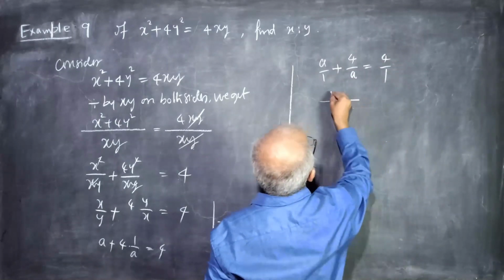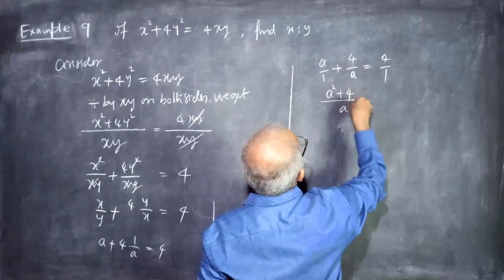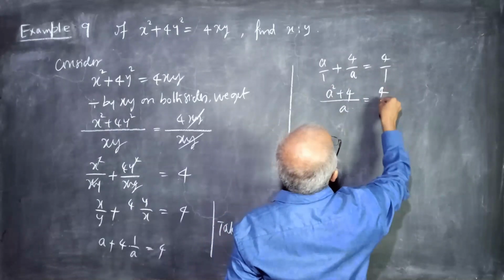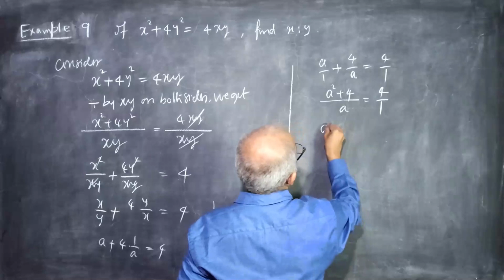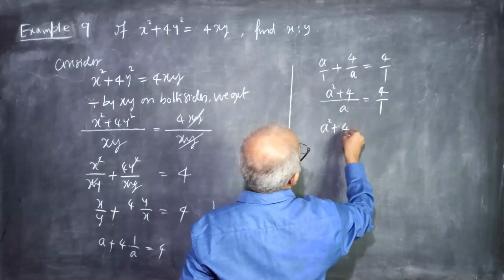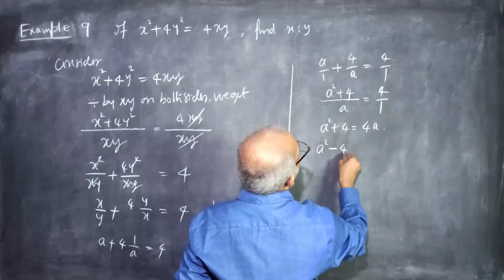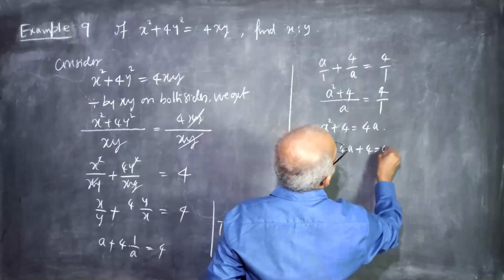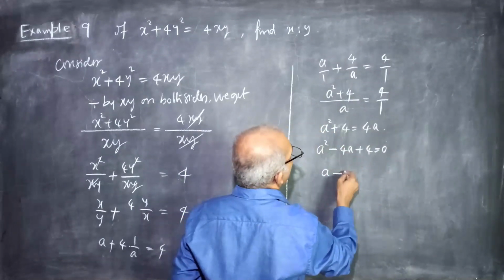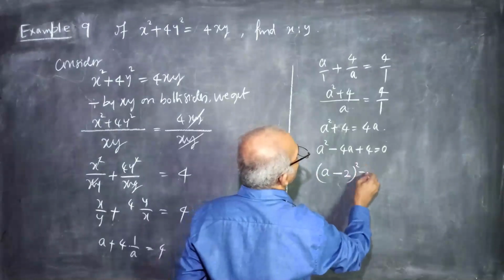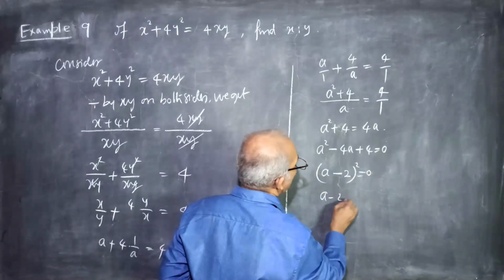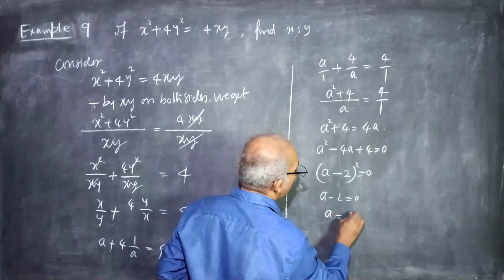Take LCM, a square plus 4 by a is equal to 4 by 1. On cross multiplying, a square plus 4 is equal to 4a. A square minus 4a plus 4 is equal to 0. This is nothing but a minus 2 whole square is equal to 0. A minus 2 is equal to 0. A is equal to 2.